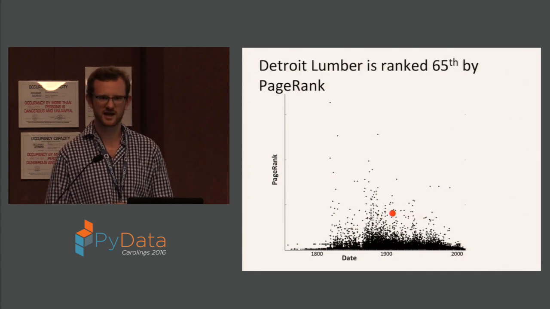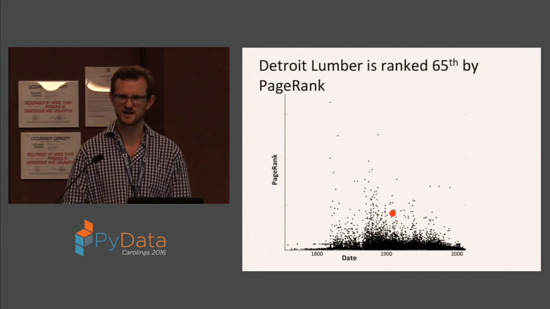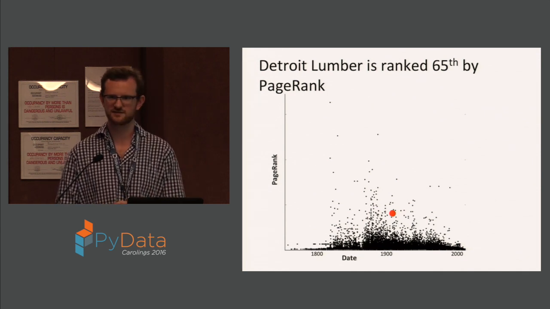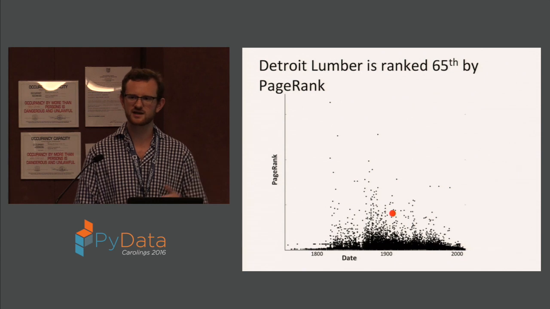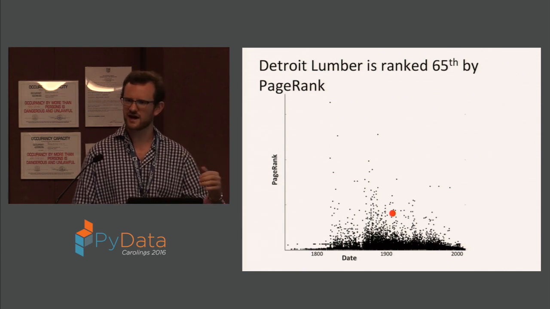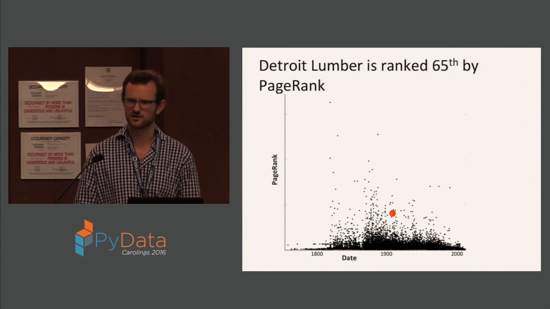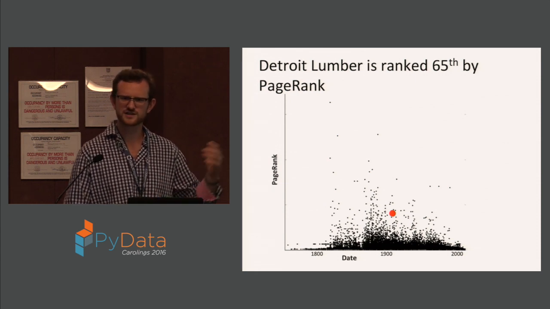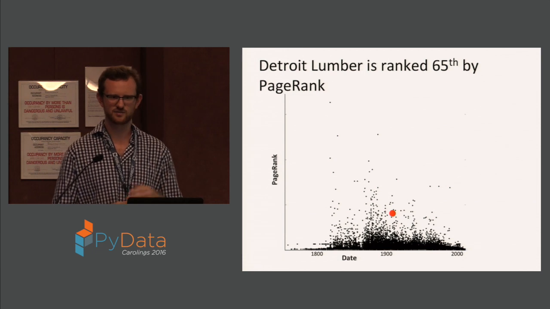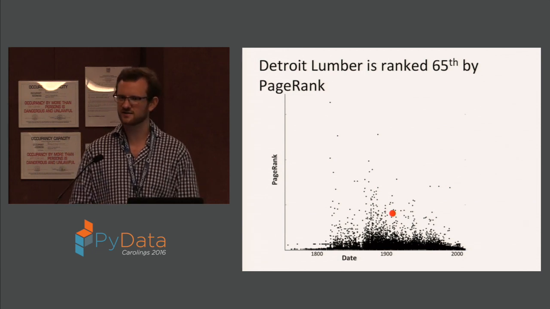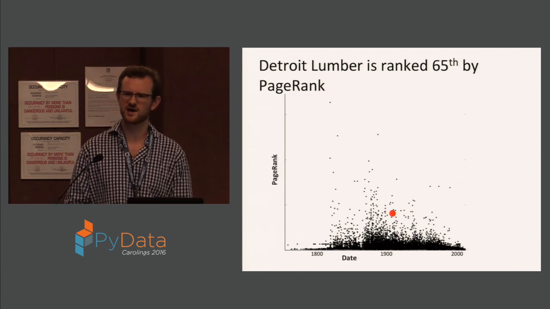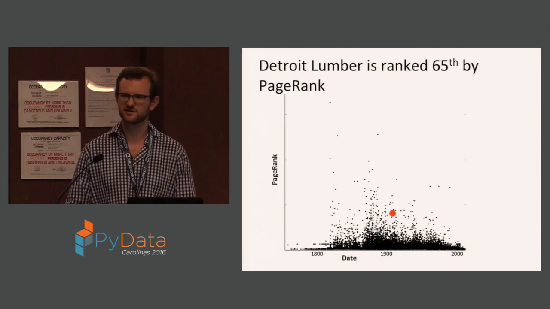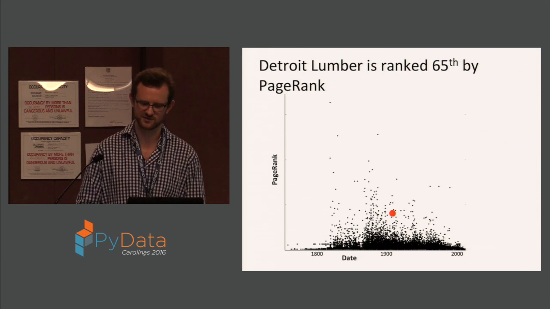Here's the Detroit Lumber case, which, remember, received a huge number of citations, but was not actually that important. Well, PageRank ranked it 65th, so it didn't say it's irrelevant, but it didn't rank it in the top 10. If you remember that in-degree plot, that was a huge outlier. It had twice as many citations as other cases. So in some sense, PageRank is robust. PageRank realized, yeah, you've got a lot of citations, but you weren't cited by important cases, so you're not so important. That's an interesting feature of PageRank, that you always want your algorithms to be robust.